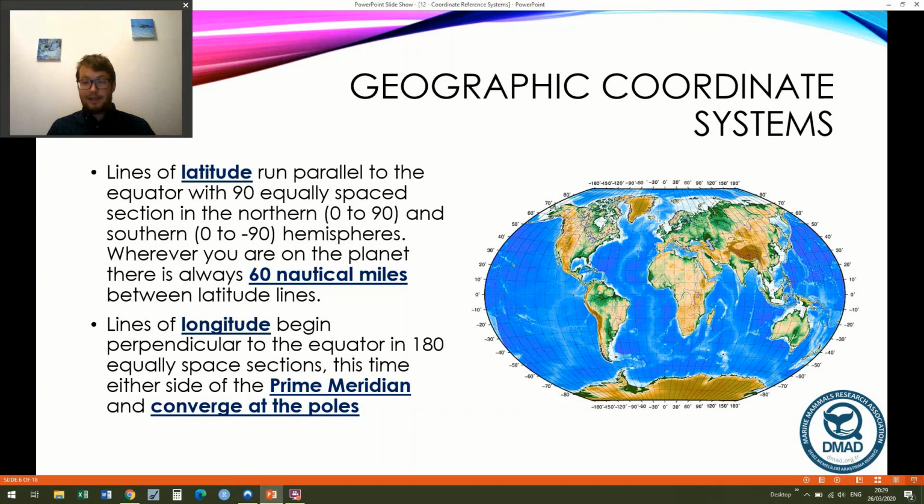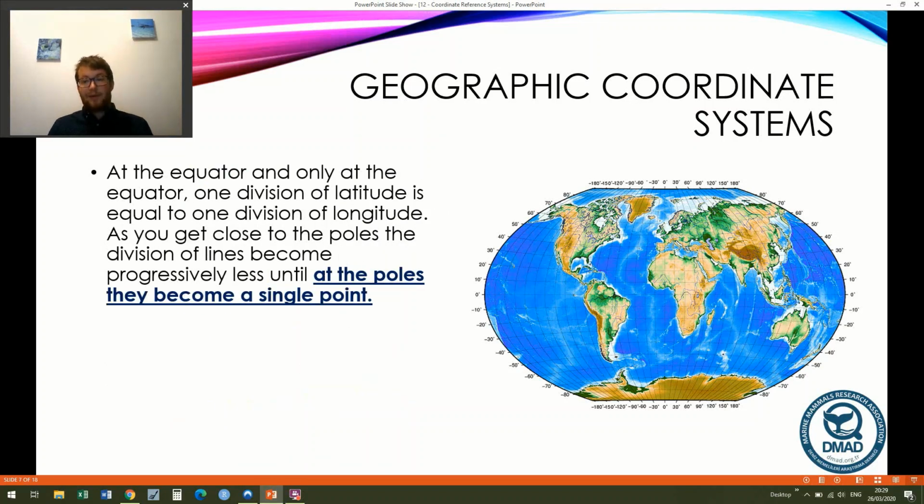So we have 180 non-equally spaced sections either side of this line, each of which converges at the poles. At the equator, and only at the equator, one division of latitude is equal to one division of longitude. As you get close to the poles, the division of the lines becomes progressively less and less until they converge, as we said on the last slide, to one single point that you could put your finger on.